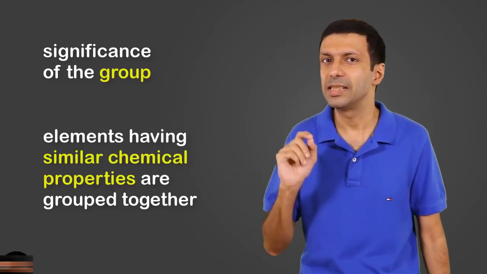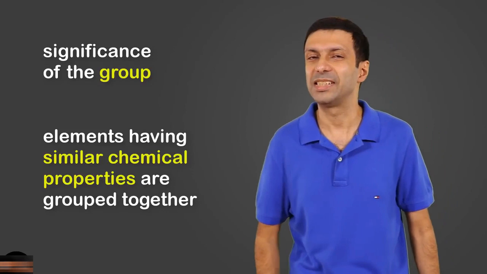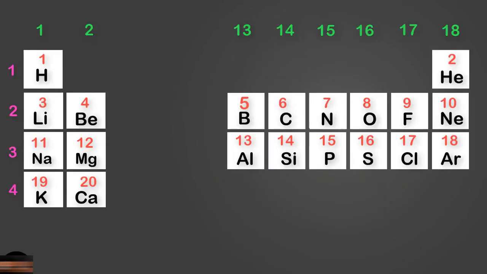Similarly, in the periodic table, elements having similar chemical properties are grouped together. Now let's take a closer look. If you look at group 1, except for hydrogen, all the elements in group 1 are metals. They are called alkali metals and they have similar chemical properties. They have the same valency 1.